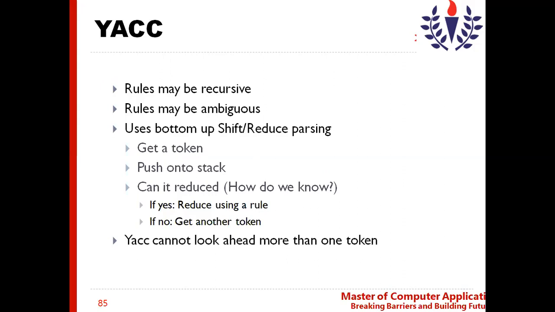So this is another important concept you should know overall about Yacc. Rules may be recursive, rules may be ambiguous. Shift and reduce, how it is to be done. And Yacc cannot look ahead more than one token. That is what I have already told you, that Yacc cannot look ahead for more than one token. In the definition of Yacc also, I have told you that within bracket 1, which is meant for one token. That is exactly what is mentioned in this.